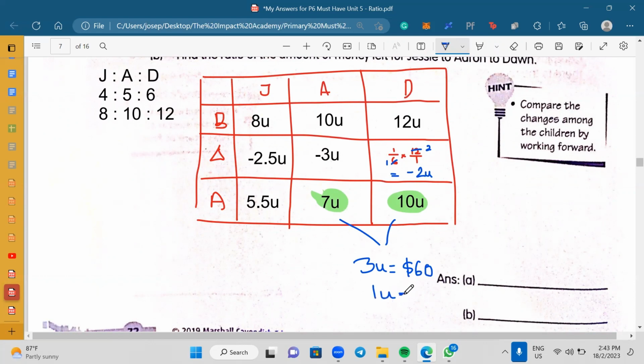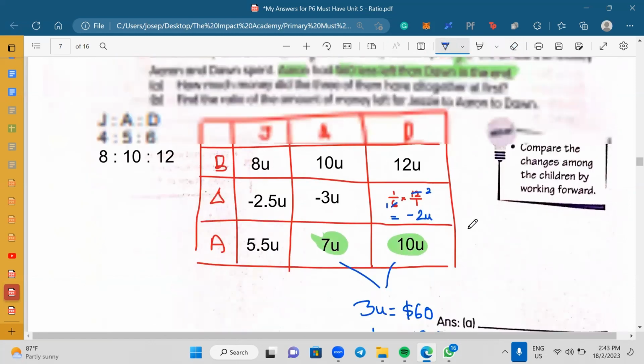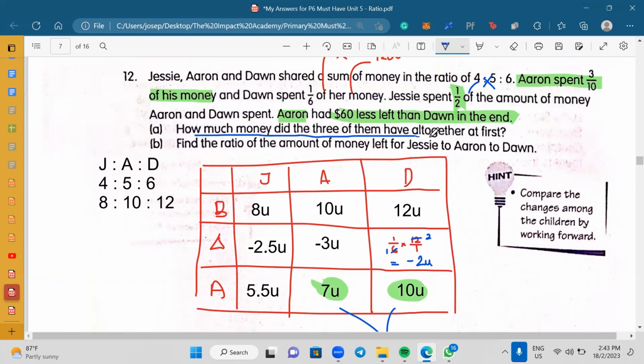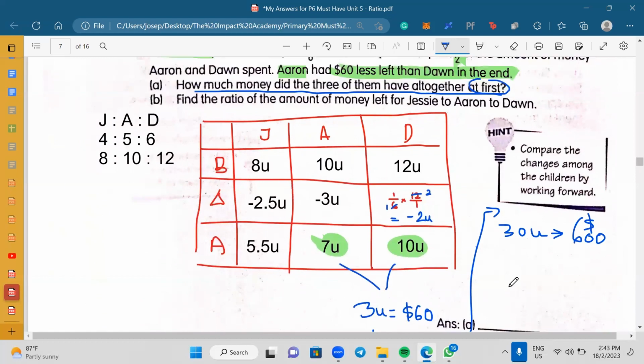That gives me $20. Am I making sense here? Read the question. Sorry, I apologize for that. So you read the question: how much money did the 3 of them have altogether at first? How many units? 20 or 30? 10 plus 12 is already 22, right? 22 plus 8, 30 units. Can you all see that? 30 units, right? So that gives me what? 20 times 30, $600. Can you all see that? You understand what I'm saying?